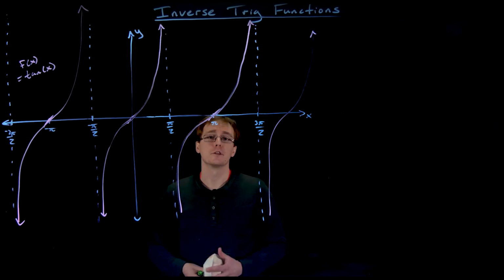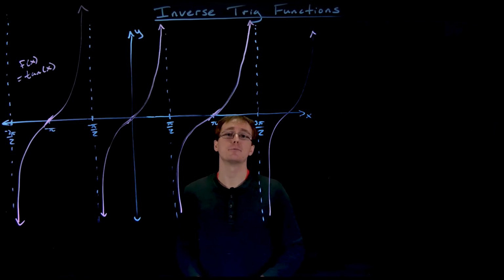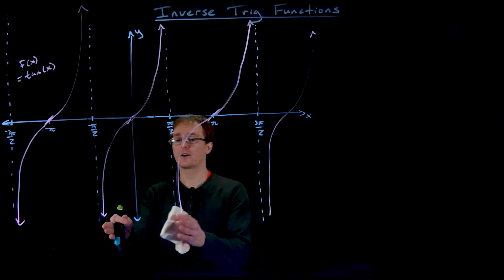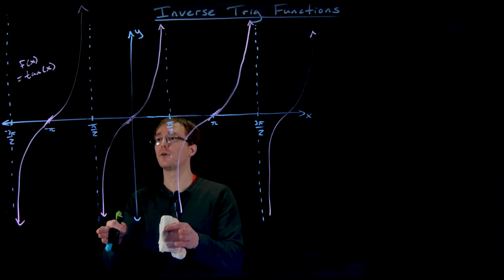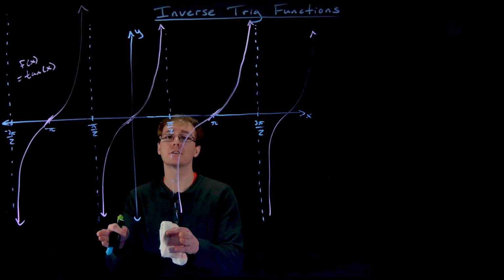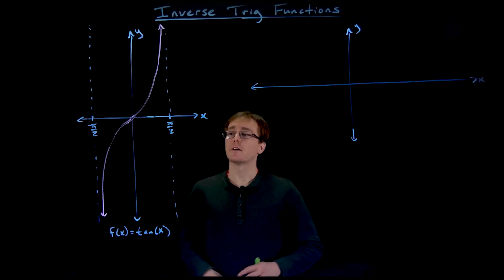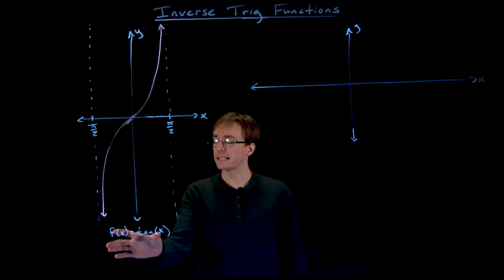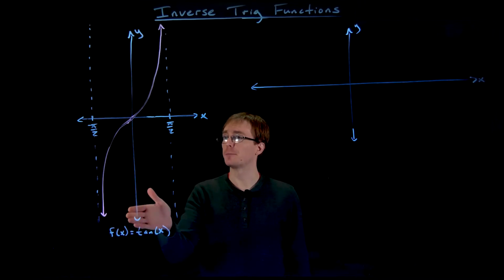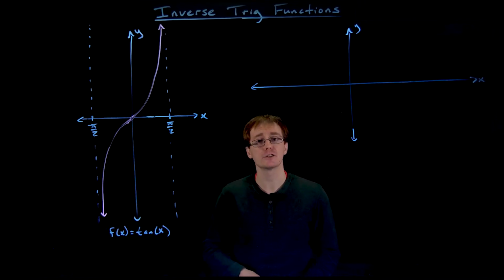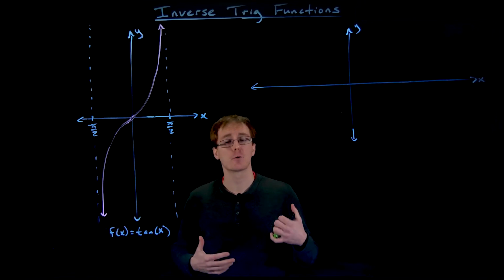So to save ourselves a little bit of board space, I'm going to go ahead and this time erase the part of our function that we don't need. So we don't need everything on our tangent function outside of this interval from negative pi over 2 to positive pi over 2. So let me go ahead and get rid of all of that. All right, so we've figured out that we need to restrict our tangent function to the smaller interval from negative pi over 2 to positive pi over 2 in order to make it one-to-one and therefore invertible.